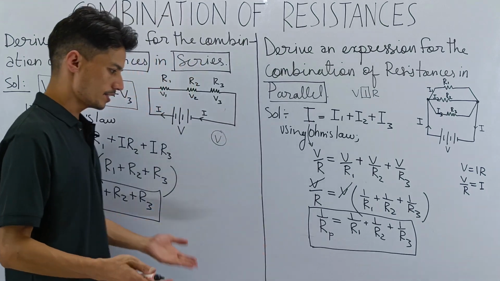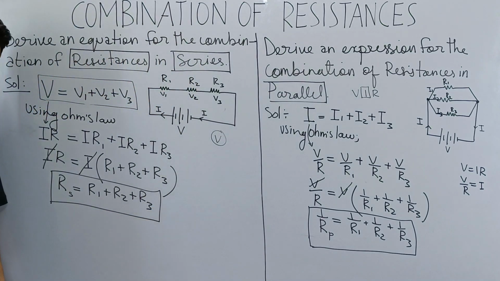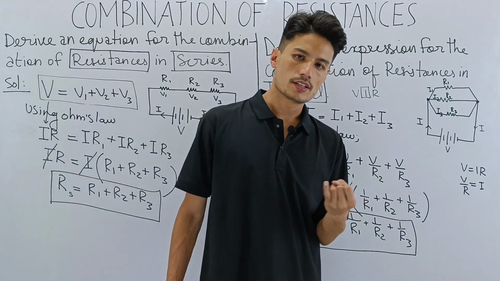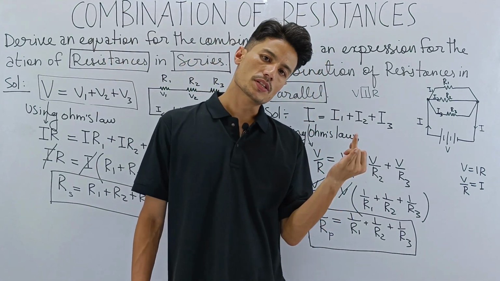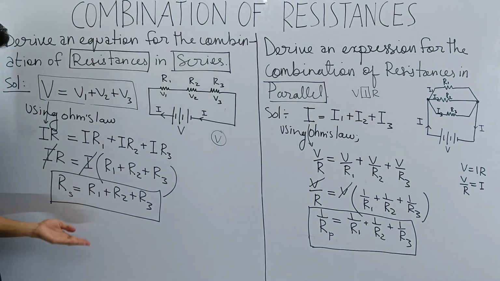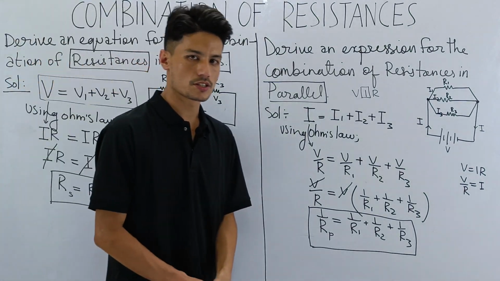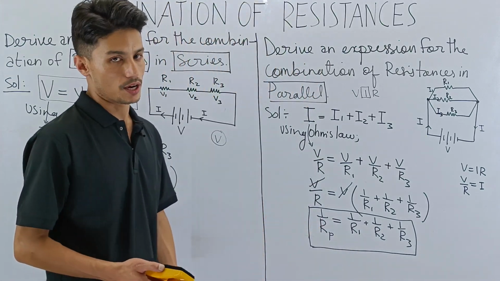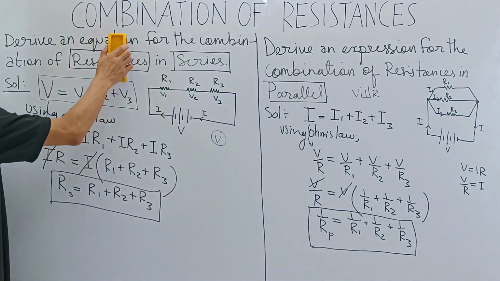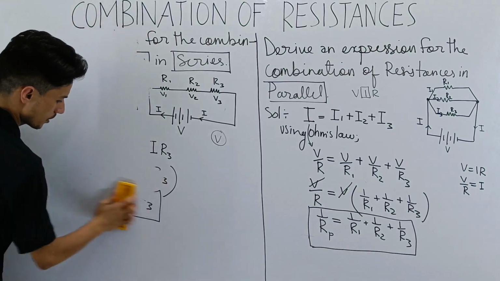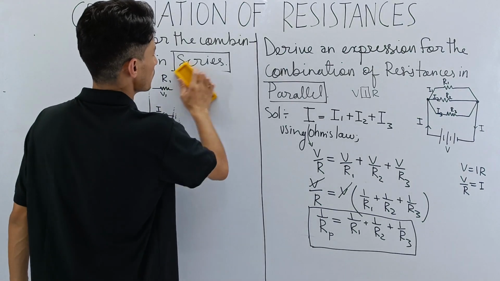So this is it, my dear students. Today's video is about this only. Here we have learned the two types of combination, series combination and parallel combination, along with the derivation, which are 3 marks each. So this class is going to fetch you quite some marks in your exam. So go and write the exam and score good marks. That's what I want you to do.